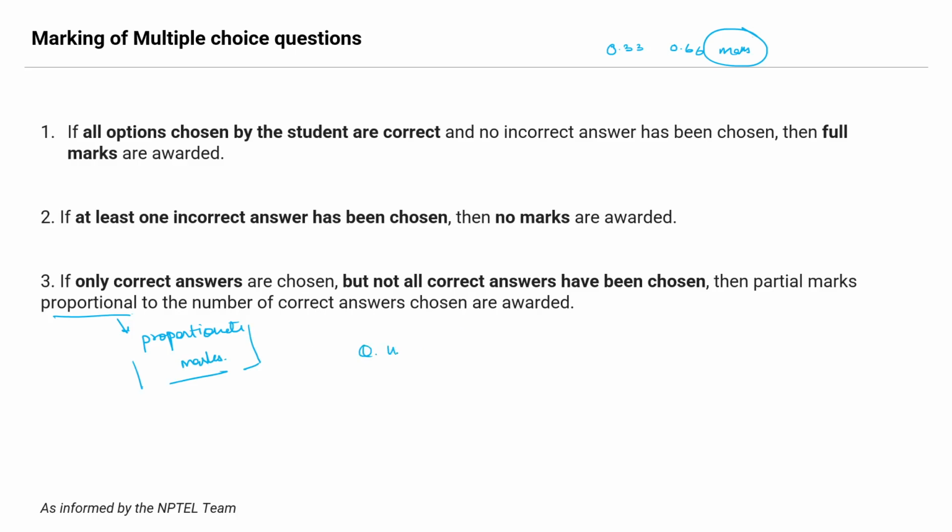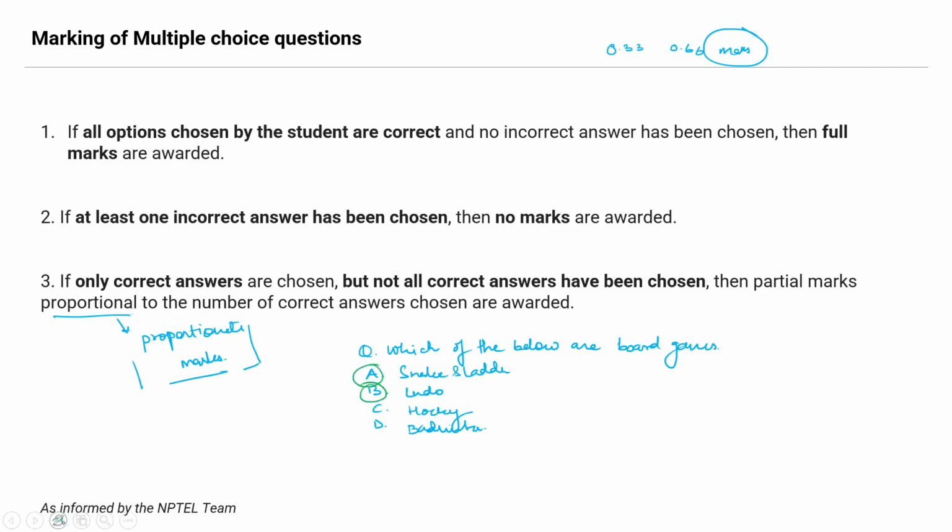For example, I'll take the same example which I took in the previous class. Which of the below are board games? Okay. These are: A, Snake and Ladder; B, Ludo; C, hockey; D, badminton. Okay. So you can clearly see the correct answers are A and B.